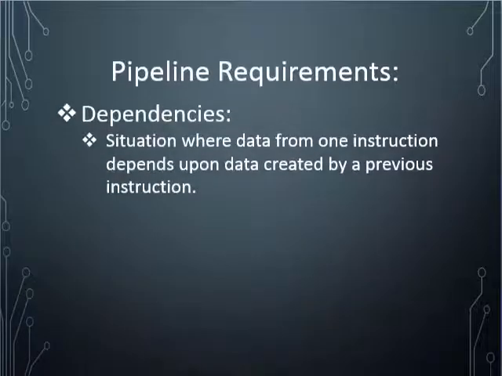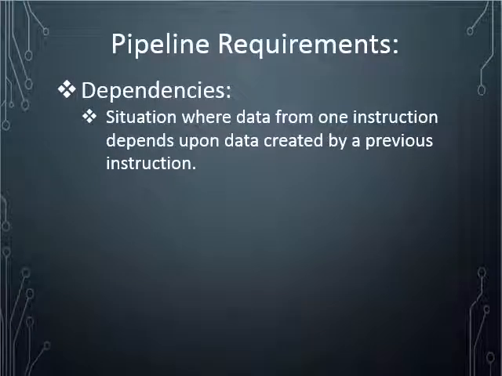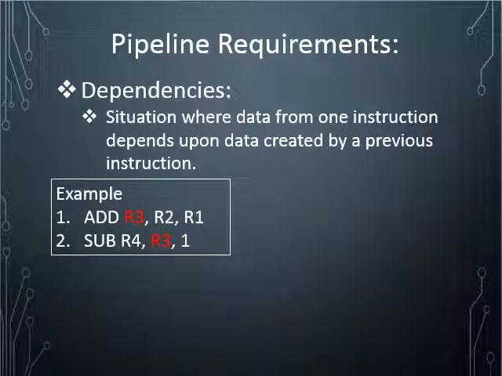Now that we understand the big picture of pipelining, there are a few requirements that instructions must come across. Instruction dependencies is where data from one instruction depends upon data created by a previous instruction. In this example, the value of register 2 and register 1 are added and stored into register 3. The next instruction needs the data from register 3 to complete its execution. Instruction 2 depends on the first instruction to complete its execution before it can continue. This is considered a data dependency.